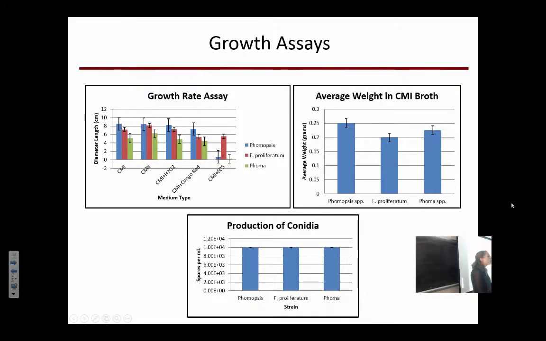In addition, I also took the dry weight of the mycelia in liquid culture, and so I found that Fusarium proliferatum grew significantly slower in complex media broth in comparison to the Phomopsis strain. And when checking for production of conidia, I didn't find any significant difference there.